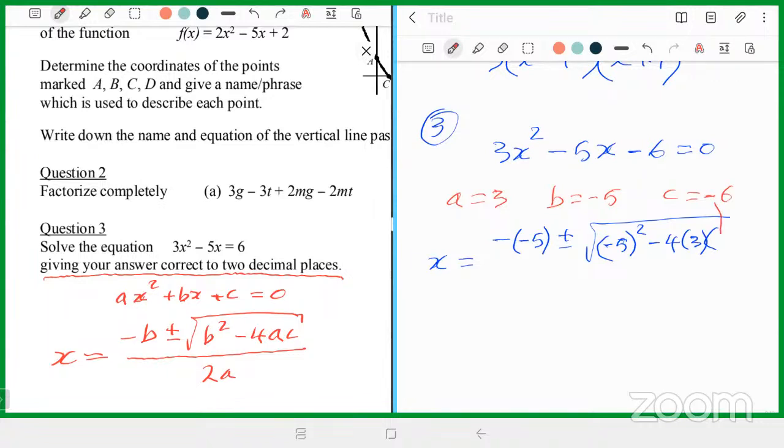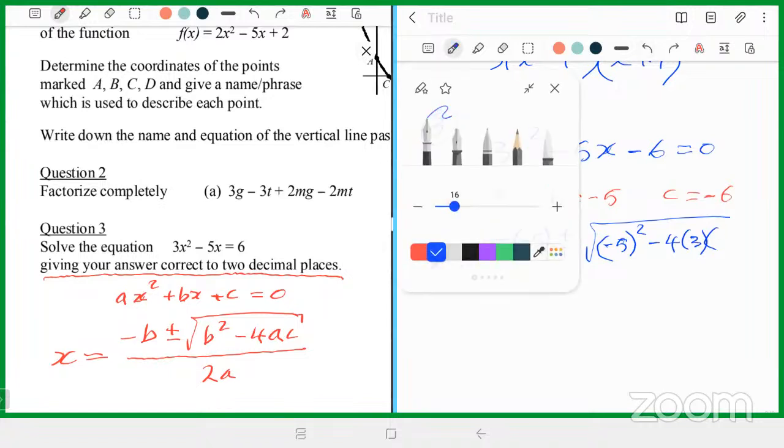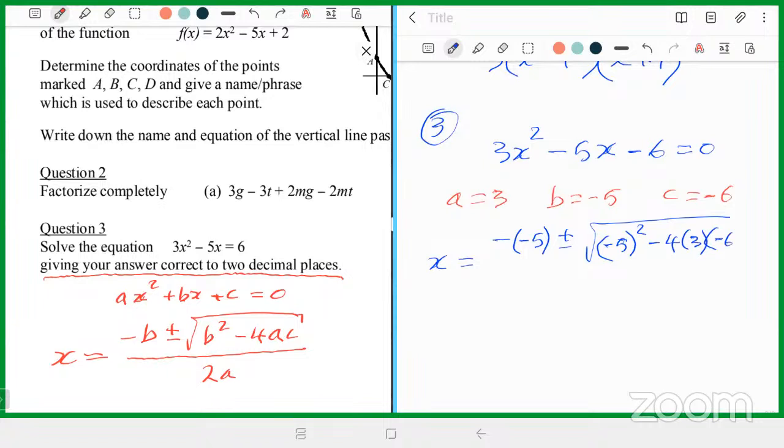And so I'm putting the negative 6 inside here for the c. All right, so let's do that now. So this is a negative 6. And then now we're going to put everything over the 2 times a, which is 3. And then if you have a good calculator, you can type that in exactly as it is and it works out the values for you. But let's go on and simplify it.